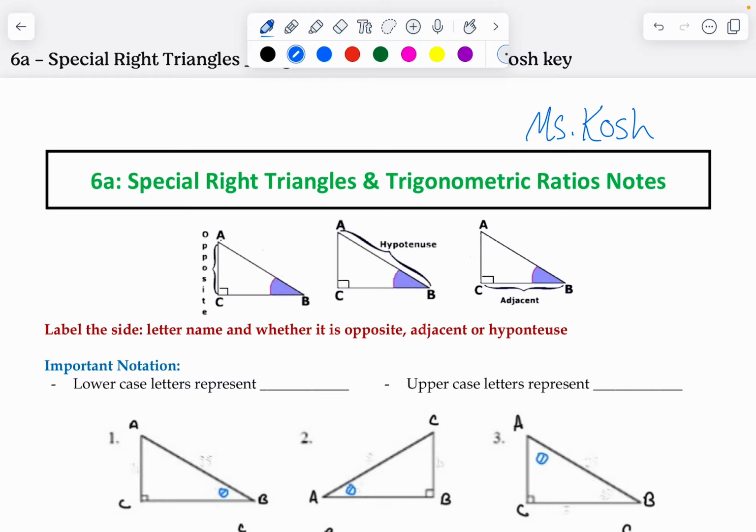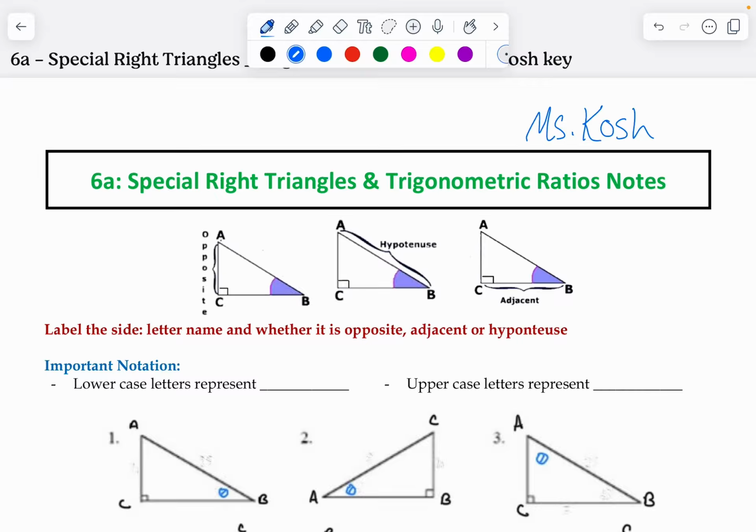In the meantime, we are going to do special right triangles and trig ratios. I'm working off of Mrs. Bellish's notes, and we're going to see how we like it. So the first thing, we have got to have the same foundation when we're talking about all this stuff. Hopefully this is a little bit of a review, but I don't go too slow.